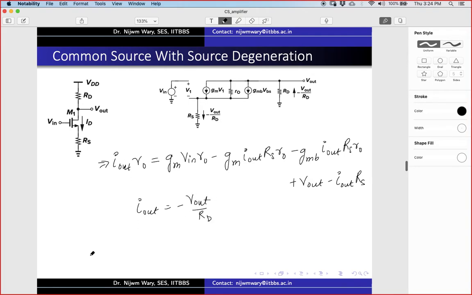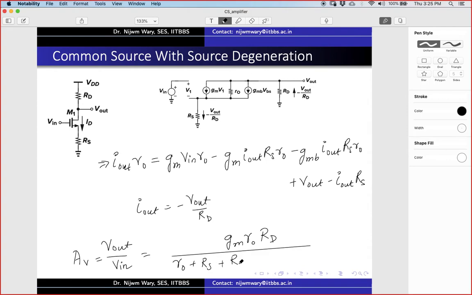if I replace this one, what I will get is V out by V in, the gain finally. I'll have a little big expression, something like GM RO into RD by RO plus RS plus RD plus GM plus GMB into RS RO. So you can try yourself to solve this to get this value. It's a good exercise, right? So this is the gain.